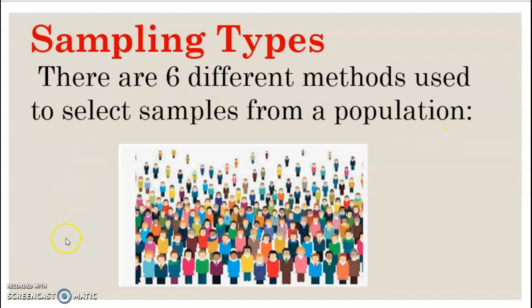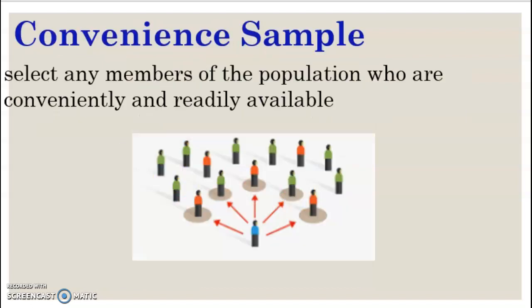There are 6 different methods used to select samples from a population. And thank goodness there was a person who had put pictures in there so you can actually see what they look like. A convenience sample: select any members of the population who are conveniently and readily available. I always think of those ladies at Sam's Club who are serving you food. You're just getting the people that are around you. That's the way the sample would be picked, just picking the people that are around you to ask questions to.